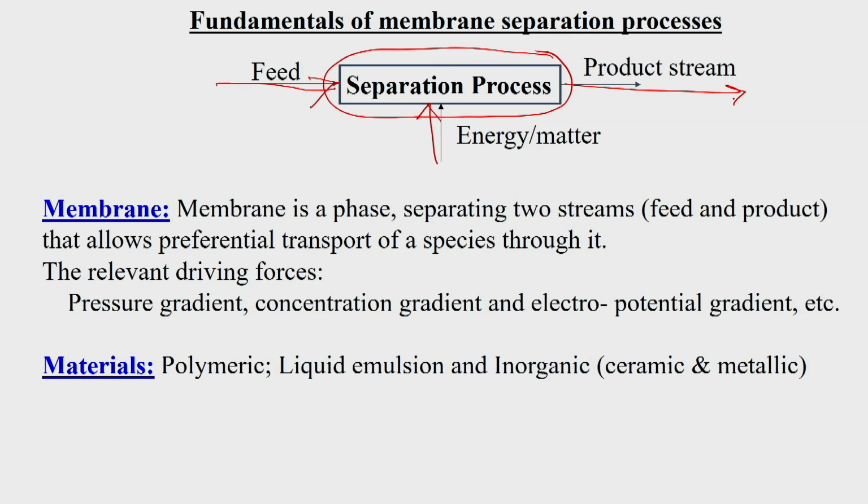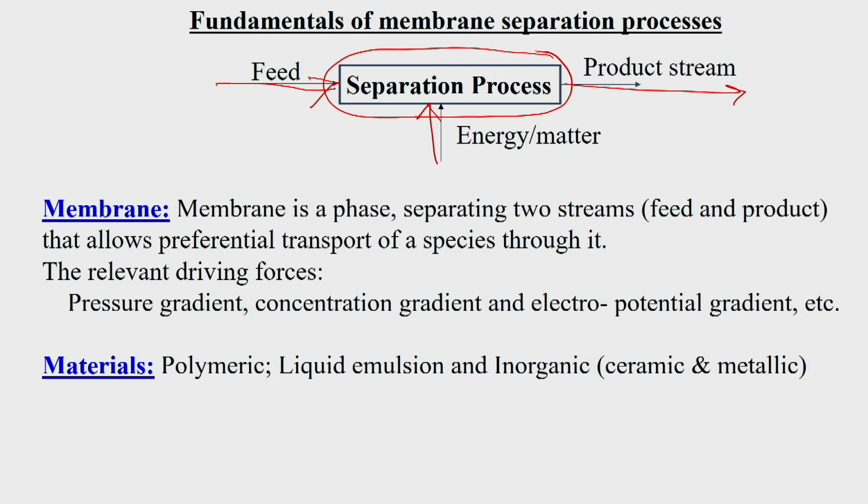So, this product stream may be, say, permeate, or may be retentate in the case of membrane separation processes. First of all, we need to understand the definition of a membrane. It is a phase separating two streams, feed and product, that allows preferential transport of a species through it. So, it can be regarded as a semi permeable barrier, which will allow one particular component to be retained and the other component to permeate through this barrier. This barrier may be solid, may be liquid.